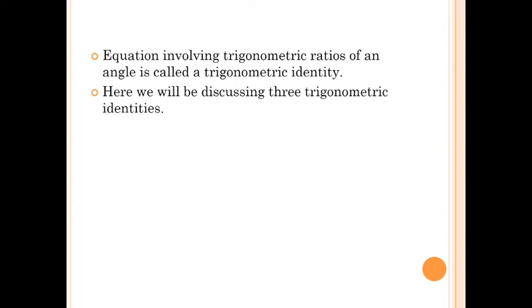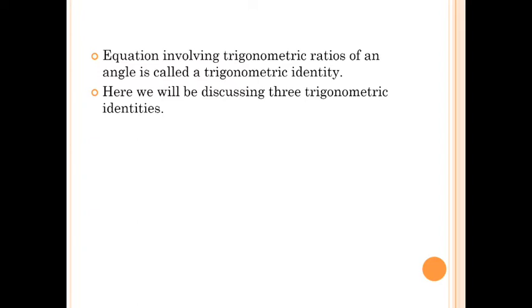Sine of an angle. That means, considering a right angle triangle, the sine of an angle is the opposite side by hypotenuse, right? So similarly, sine, cos, tan, cotan. They are trigonometric ratios. So the equations connecting these trigonometric ratios, the equations involving the trigonometric ratios of an angle, are called trigonometric identities.